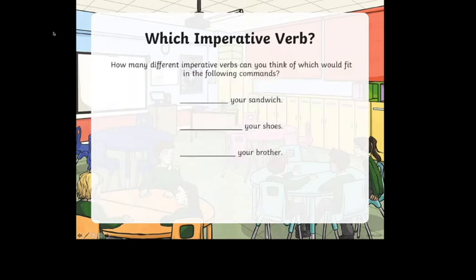So, I want you now, on a scrap piece of paper, just to think of one word that could go in those sentences. So, something your sandwich, something your shoes, something your brother. Okay? Pause the video and have a think, and I will come up and tell you what I came up with when I did this. Go.